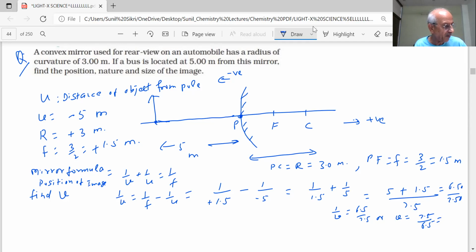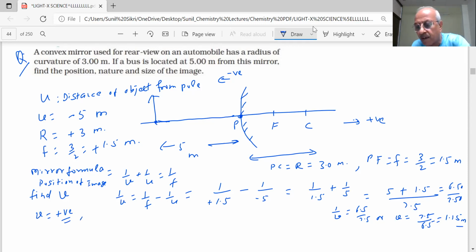75 by 65. What answer will we get, student? It will be 1.15 meter. This is coming positive. So V is positive, student. If V is positive, tell me, is the image above the principal axis or below the principal axis? Sir, above the principal axis.